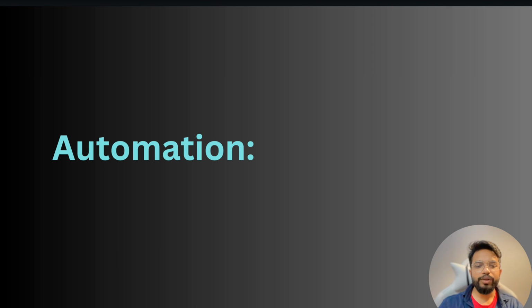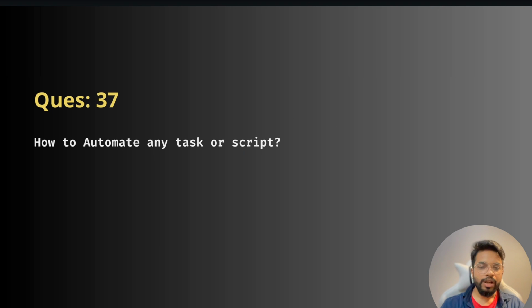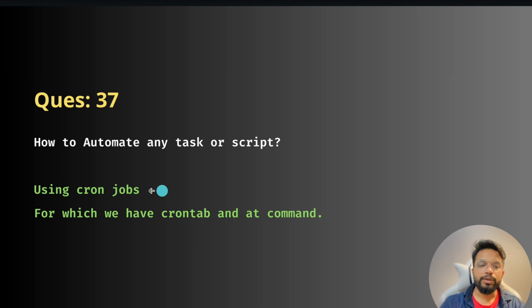Let's see some questions about automation. Question number 37. How to automate any task or script? I can do it easily using cron jobs. And for cron jobs, we need to use the crontab command or the at command. So we can use either of these two commands to automate our jobs.